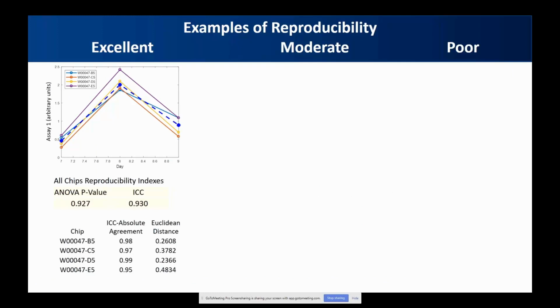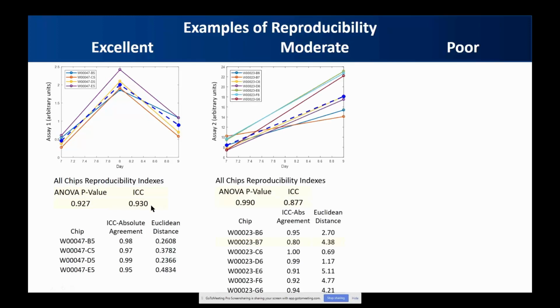So here's a time course from a series of chips where the intraclass correlation is quite high, the reproducibility looks quite high, so it gets classified as excellent based on the correlation value. This correlation value is a bit lower. It falls down into the next category of moderate. But you can see that the reproducibility amongst all of these chips is pretty good.